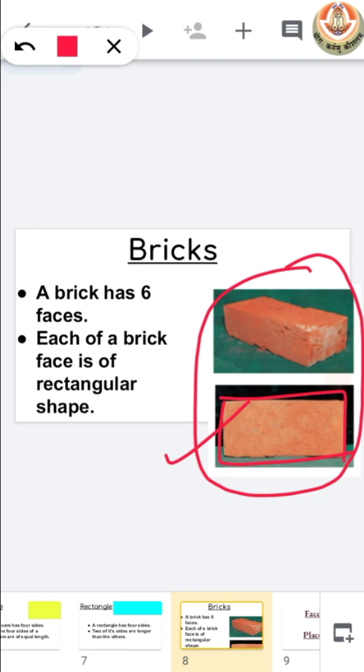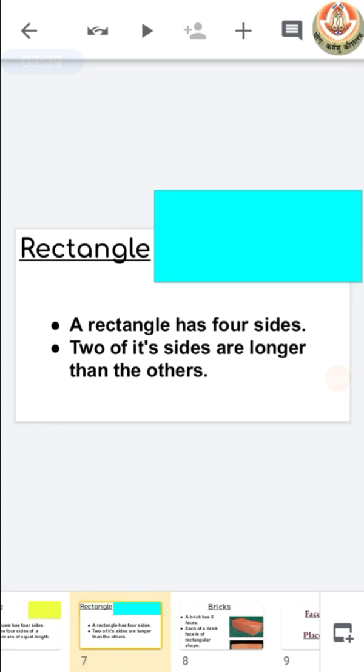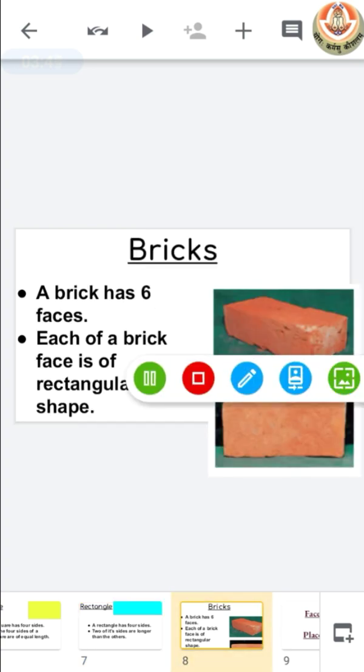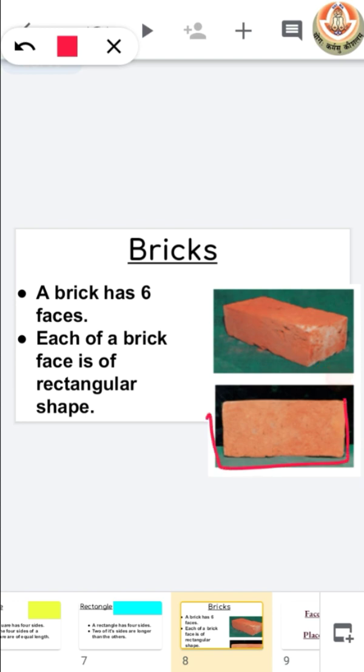You can see here it is a brick. This is one of the faces of the brick and it looks like a rectangle. Let's look at the brick again. Here you can see this is one of the faces of the brick and it looks like a rectangle. So we can say that each face of a brick is of rectangular shape.